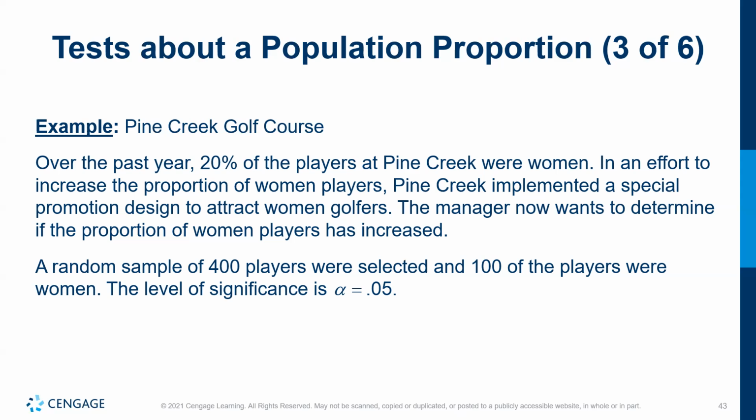The manager now wants to determine if the proportion of women players has increased. A random sample of 400 players was selected, and 100 of the players were women. So that's 25%, right? 100 over 400. And the level of significance is an alpha of 0.05.